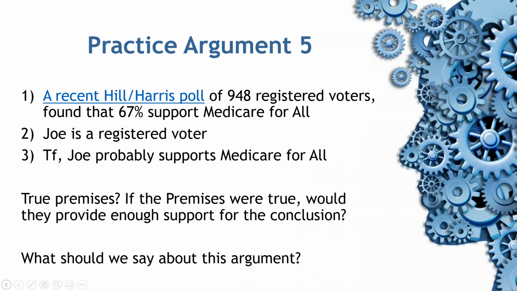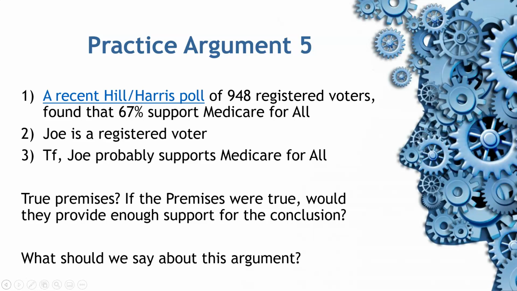So, to answer that question, we would need to know a little bit more about how this poll was conducted. But Hill-Harris polls, they're a regular polling outlet. They don't seem to have much bias. They try to be accurate with their polling. They polled 948 registered voters, assuming they had a diverse group in that group of voters that they polled. Then we would have to say these premises would provide enough support if true. So if it were true that out of 948, 67%, that's a large majority of registered voters supported Medicare for all. So if Joe is one, he probably does support Medicare for all.